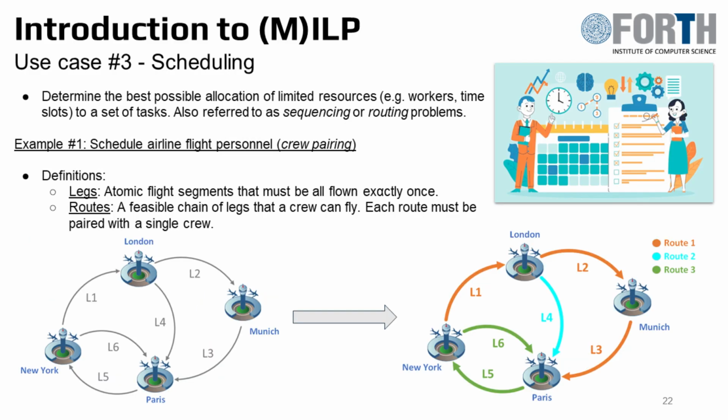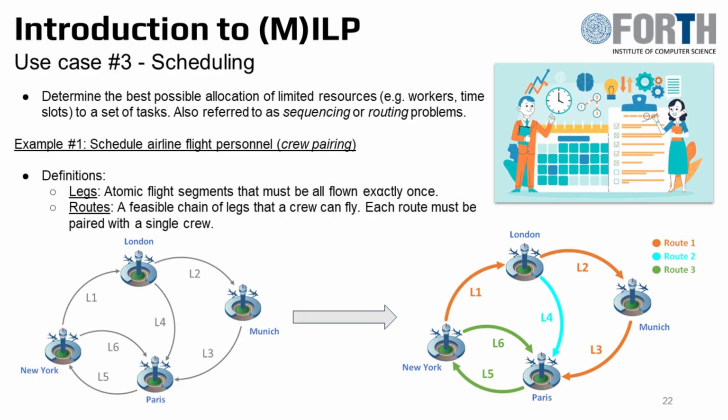We now move to a scheduling problem, and more specifically, to airline crew pairing. The objective here is to allocate crews to flight duties in a cost-efficient way, while ensuring that every required flight is operated. To understand the structure, we first introduce 2 key definitions. Legs are atomic flight segments. Each leg represents a single flight from one airport to another, and every leg must be flown exactly once. You can think of legs as the building blocks of the entire schedule. Routes, on the other hand, are feasible sequences of legs that a single crew can operate. A route forms a valid chain of flights that respects operational rules.